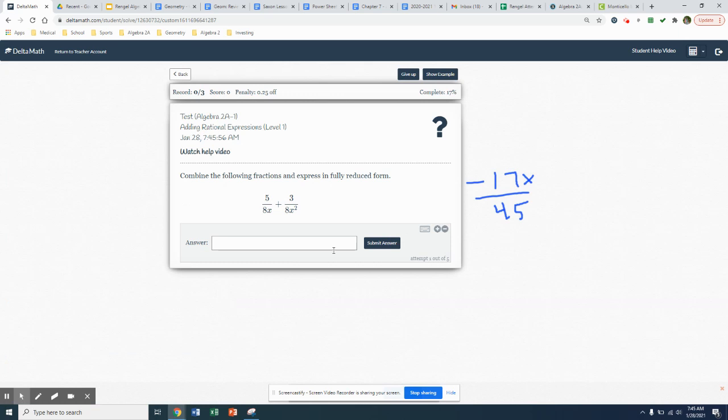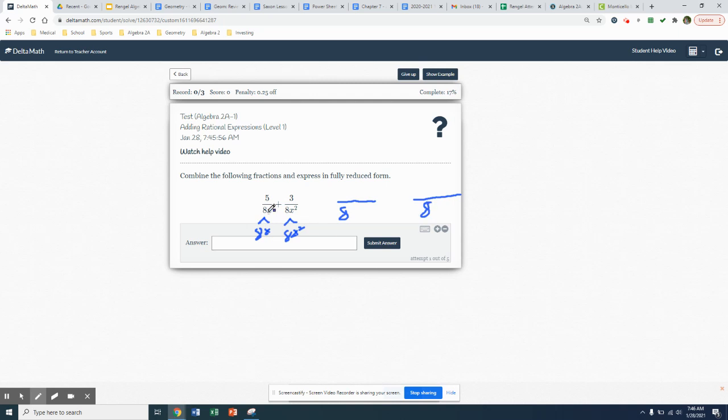Secondly, we'll look at some that have variable denominators. So looking at my denominators in this problem, I've got an 8x, and then I've got an 8x squared. So this one is made up of 8 and x. This one's made up of 8 and x squared. So the 8 is going to be part of my common denominator.